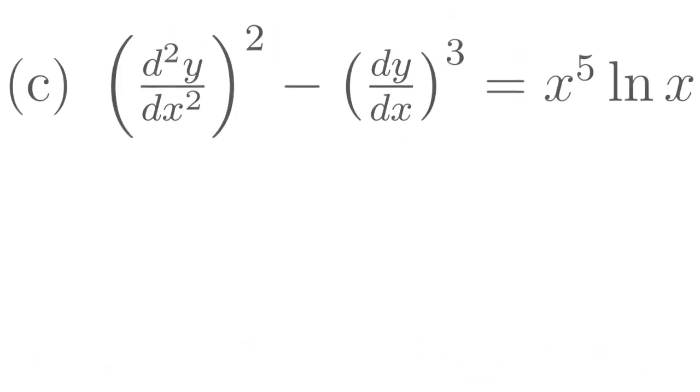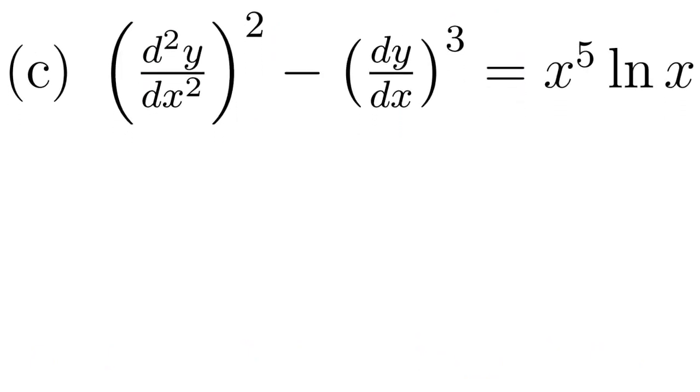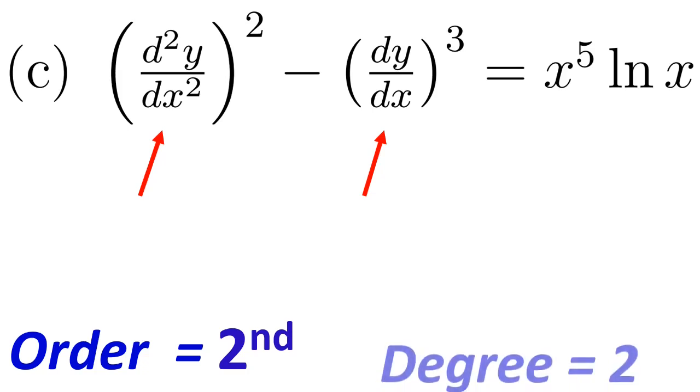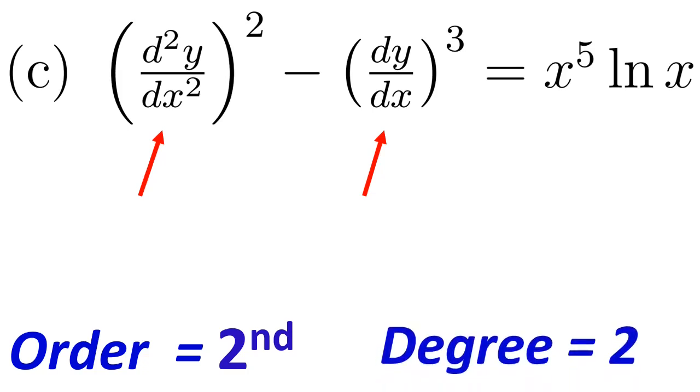Now let's look at C. You observe that you have this derivative and this other derivative. Clearly you see that this is a second order differential equation because the highest derivative is the second derivative, and it has degree 2 because the highest derivative is raised to the power 2. You may be tempted to take 3, but remember your definitions.